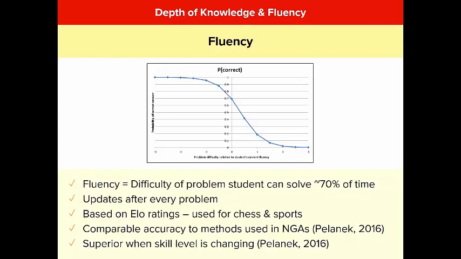It's based on Elo ratings, which were originally invented for chess, but nowadays are used a lot for other sports as well, and it's something that is comparable in accuracy to methods used in next generation assessments. So it's something that's a little bit simpler than sophisticated algorithms that are used in next generation assessment to provide results. But the accuracy and reliability of it is comparable. And in the context of Smarter Solving, where skill level is changing throughout the year, the method that we use based on Elo ratings is even superior.